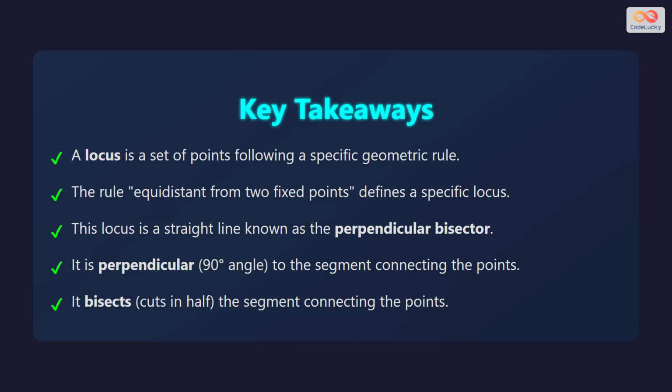Let's summarize what we've learned. A locus is a set of points defined by a rule. The rule, equidistant from two fixed points, creates a line called the perpendicular bisector. This line is perpendicular to the segment connecting the 2 points, and it bisects that segment, cutting it into 2 equal parts.